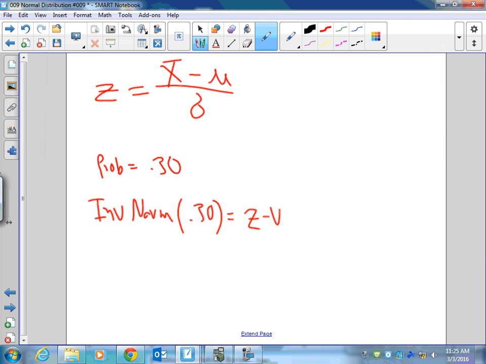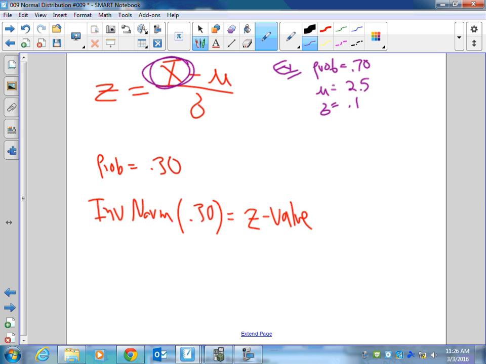And once you know the z value, you can use it to find mu or whatever you're trying to find. Okay? So a common question might be, what if I had a probability of 0.70, and I had mu equal to 2.5 and delta equal to 0.1? What samples could we have? Let's say they're masses. What masses would be available to make that true? So in other words, what value for x would make this true?